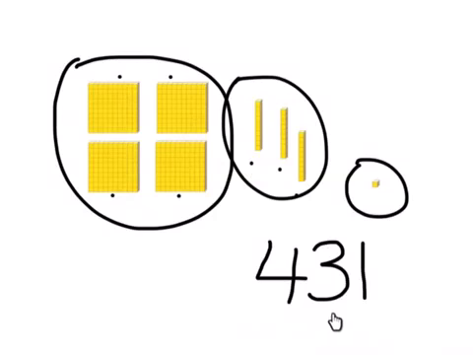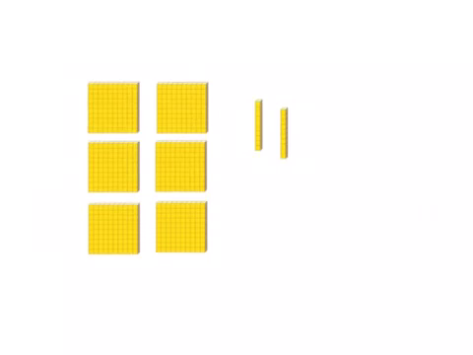So we have 431. Now, again, I would like you to figure this one out before I tell you the answer. Have a look at what the MAB blocks are showing you. Remember, these are our hundreds, these are our tens. Okay, have a go at writing down the number you think that is showing. Let's see how you went.